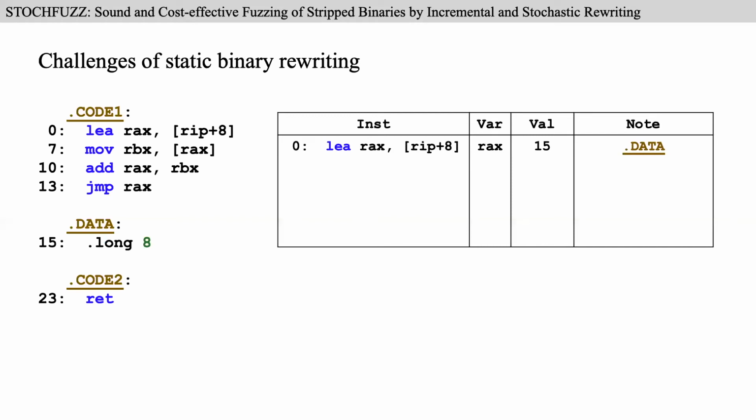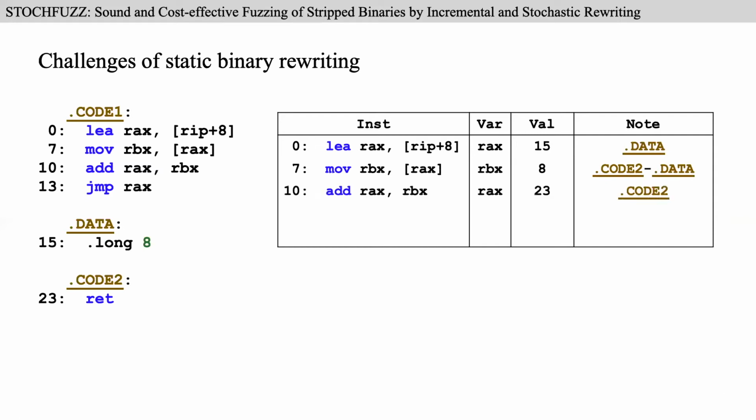The first instruction loads the address of the data section into RAX. In this case, the address is 15. The second instruction loads a constant 8 from the data section into RBX. The constant 8 denotes the offset between address 23 and 15, which we will explain later. Next, RBX is added to RAX. Note that the value of RAX denotes the address 15, and the value of RBX denotes the offset between address 23 and 15. The result will be 23, in other words, the address of code 2. An indirect jump is performed to jump to the code 2 section, and then return.